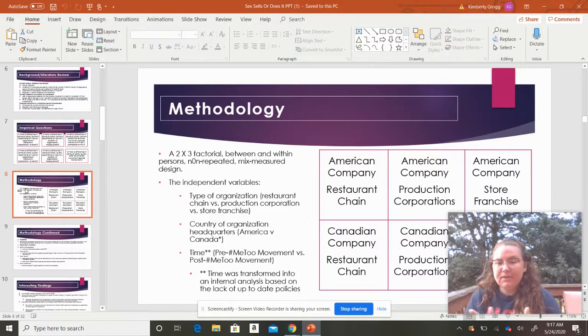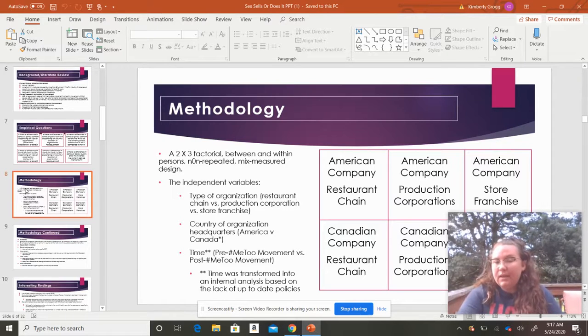Basically, as simple as it can be, the two is American versus Canadian. So two is the fact that one of my variables is country. The other one is type of organization. Those empirical realizations make it three because I have restaurants, corporations, and stores. I analyzed a total of 60 companies, 10 of each of those categories. So 30 American, 30 Canadian.